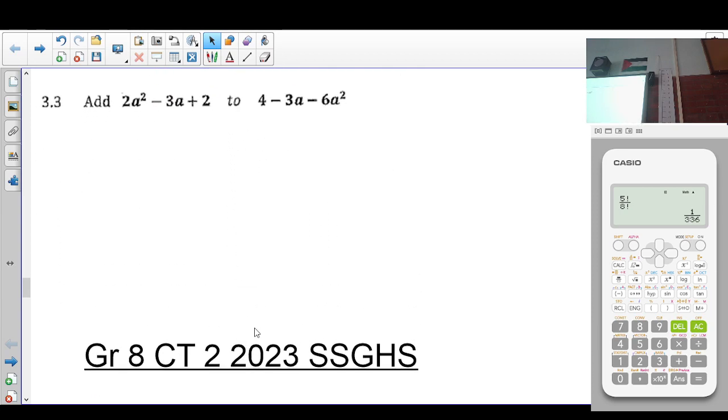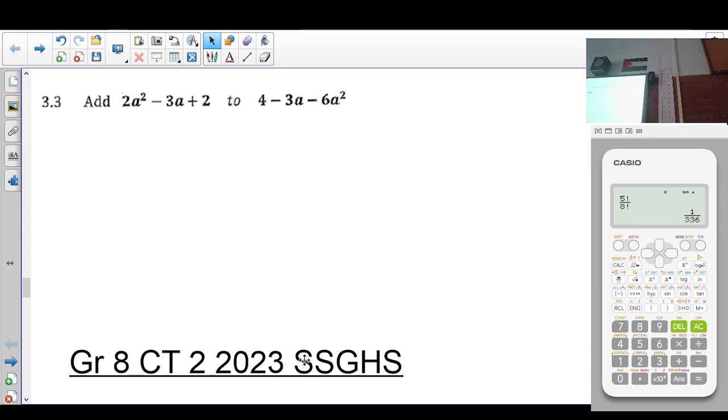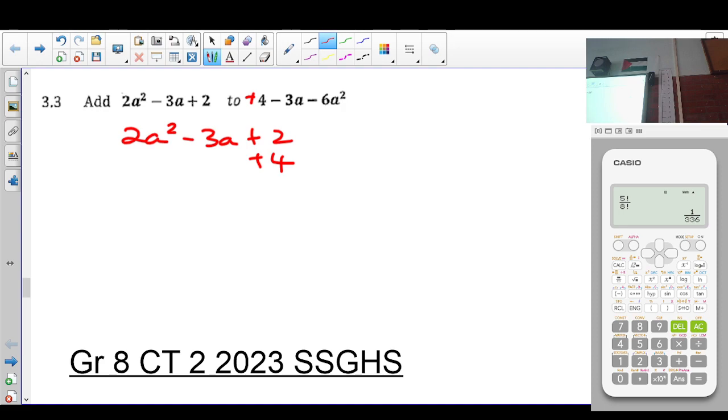People, it says add 2a squared minus 3a plus 2 to 4 minus 3a minus 6a squared. There are many ways I can do this. I'm going to do it the vertical addition way. You could have used our result, it doesn't matter. Put like terms one below the other, there's no sign, so it's plus.